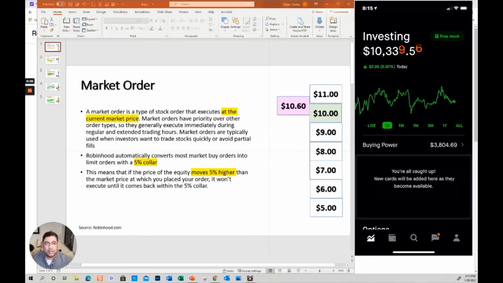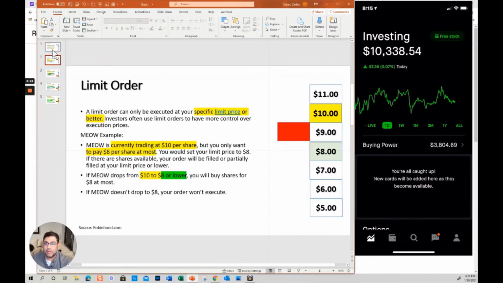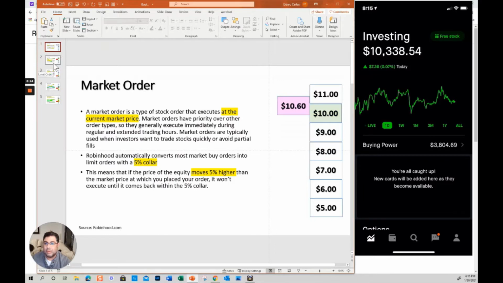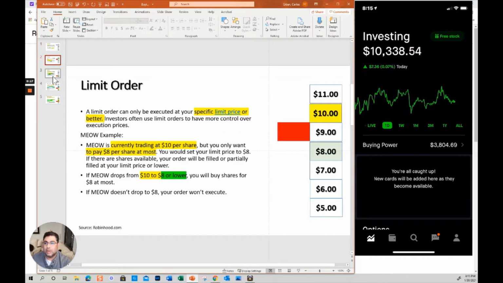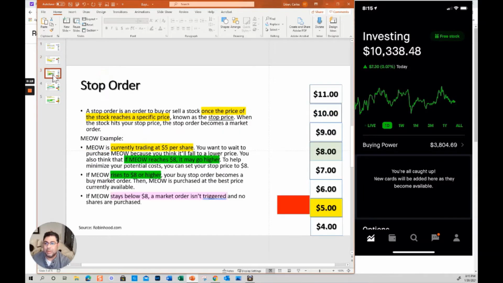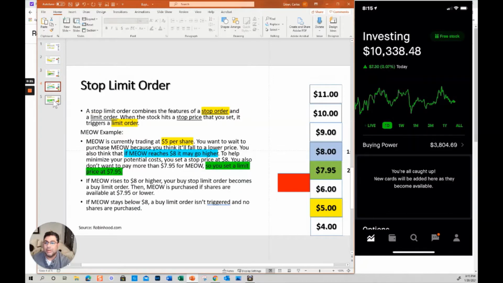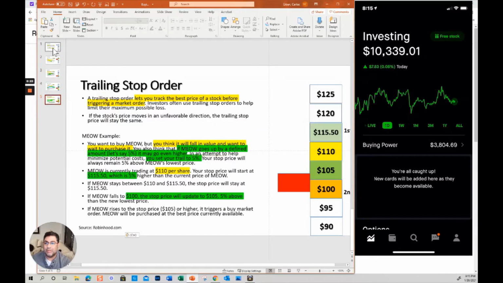Hello, my name is Carlos Urban, and today I hope to teach you the basics of buying stocks and the different options that you have when you buy a stock. So if it's market order, the different types of order: limit order, stop limit, and trailing stop order.